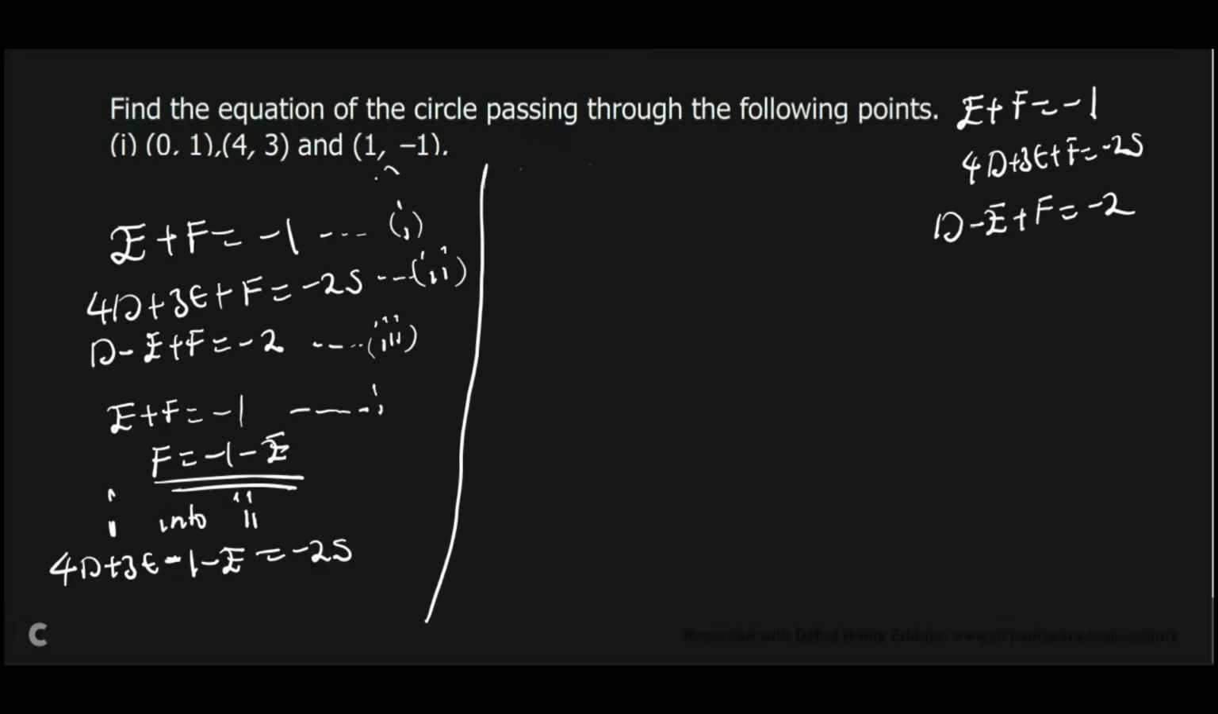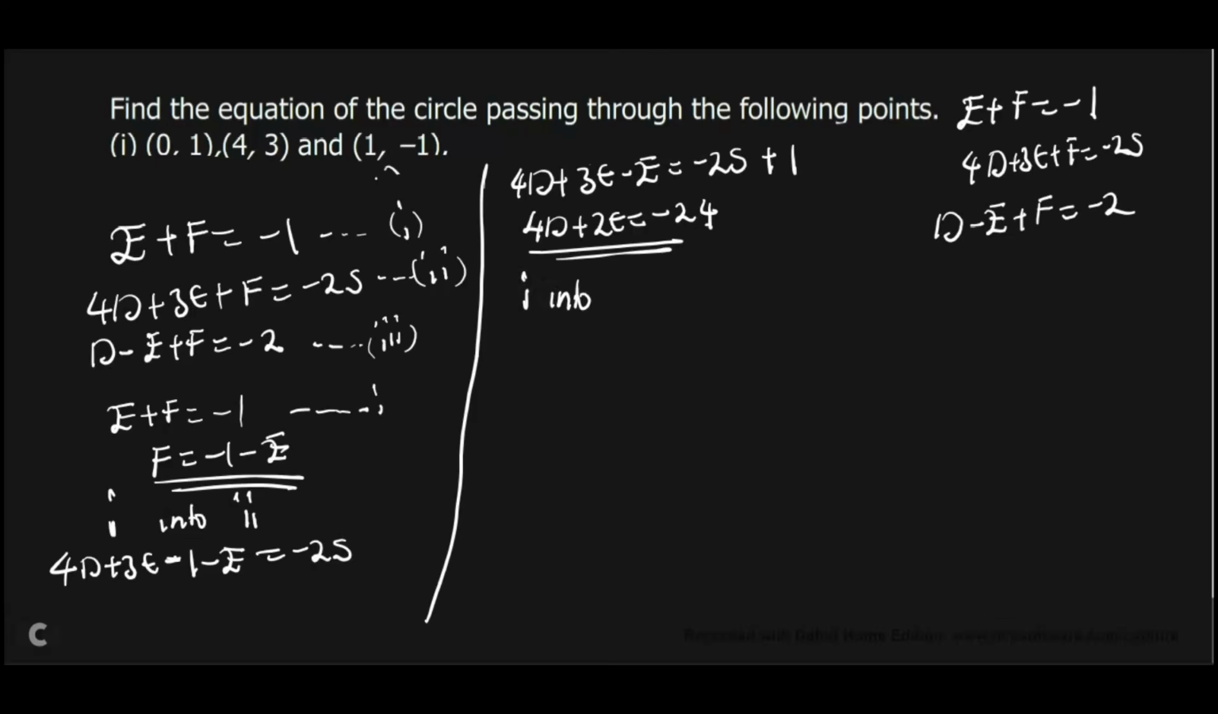So 4D plus 3E minus E equals negative 25. That one goes to the other side as positive 1. Then we have 4D plus 2E equal to negative 24. Okay, keep this one. We also do the same thing, equation 1 into equation 3.